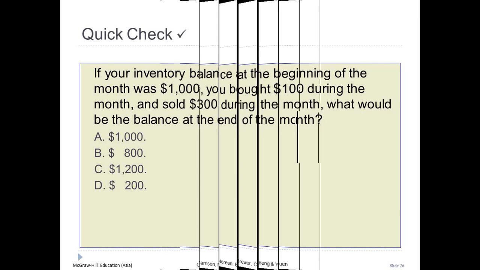So let's check. If your inventory balance at the beginning of the month was $1,000, you bought $100 during the month and sold $300 during the month, what would be the balance at the end of the month? And there you have it, $800.